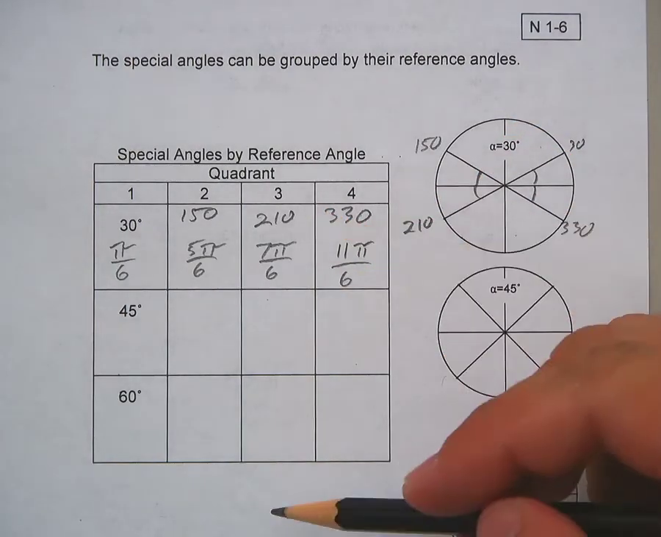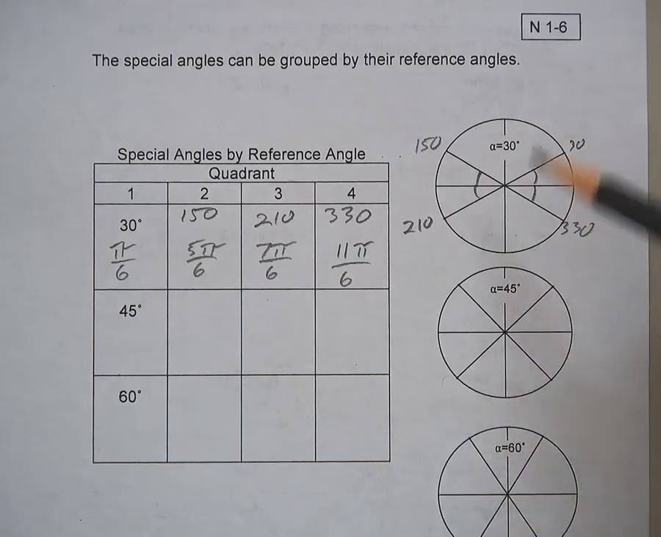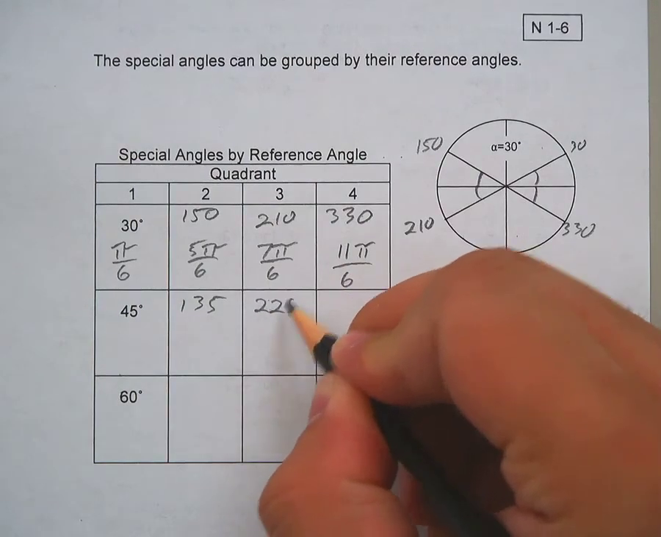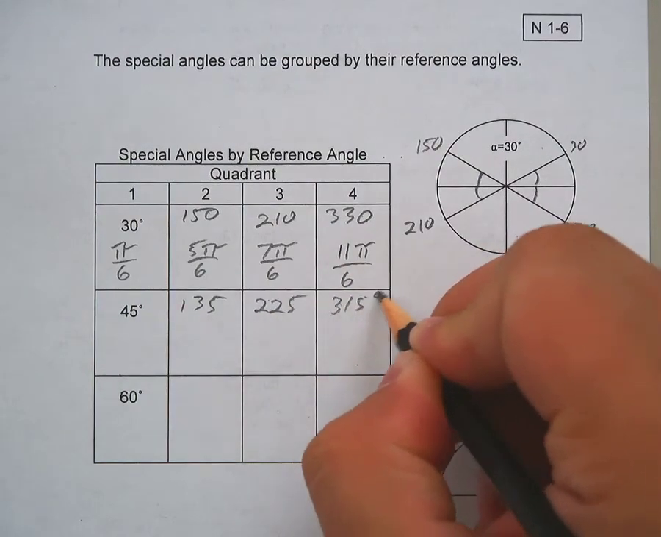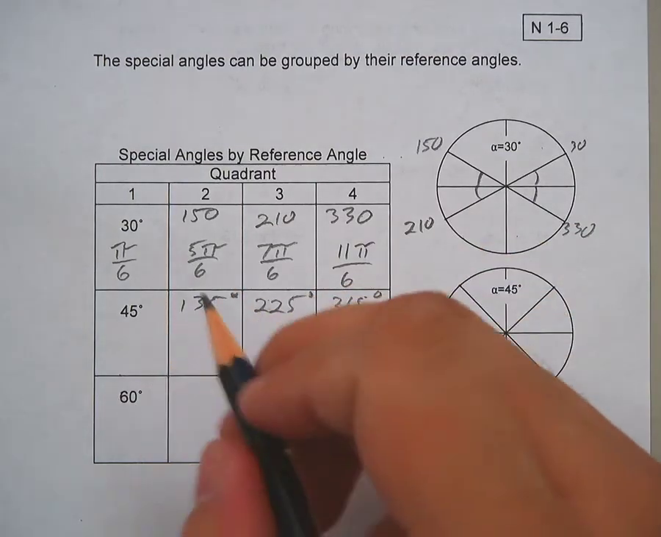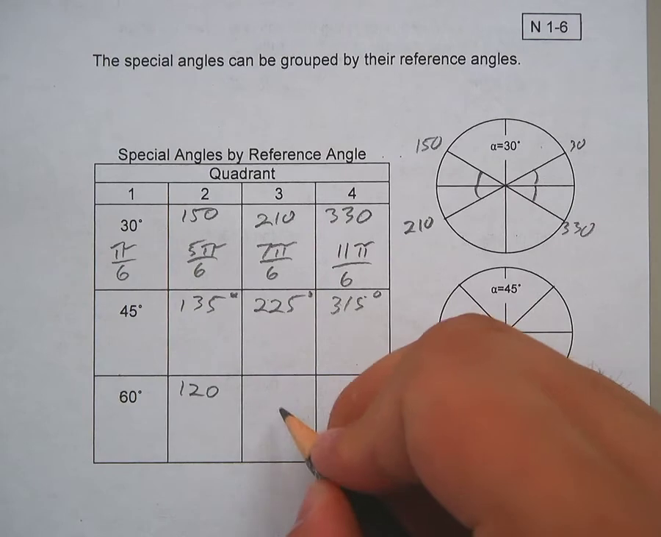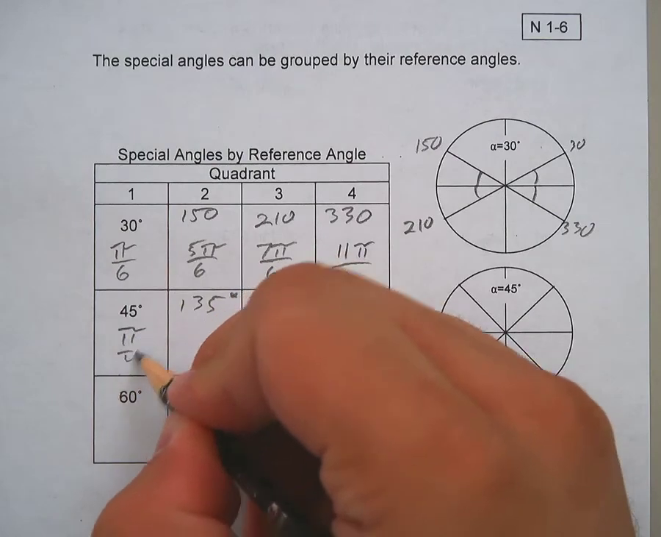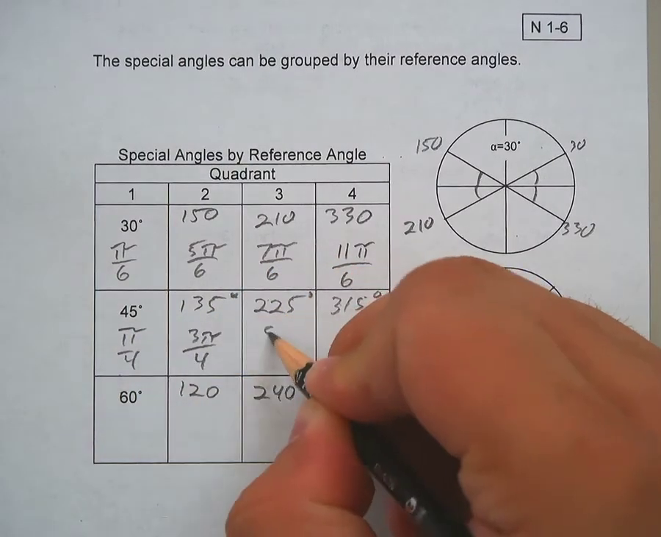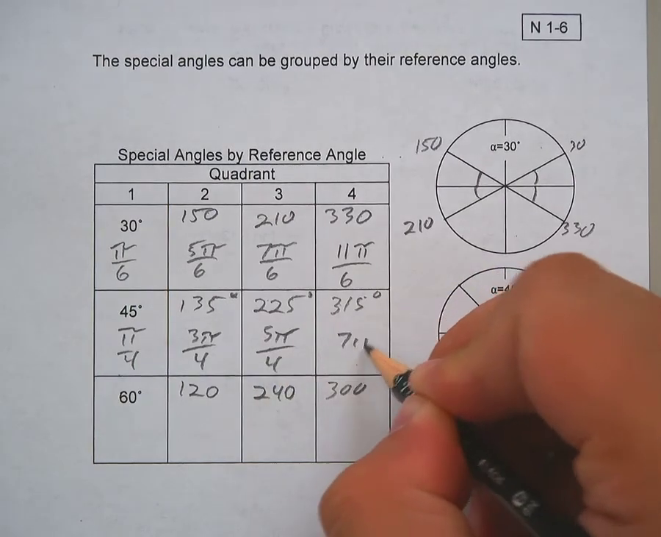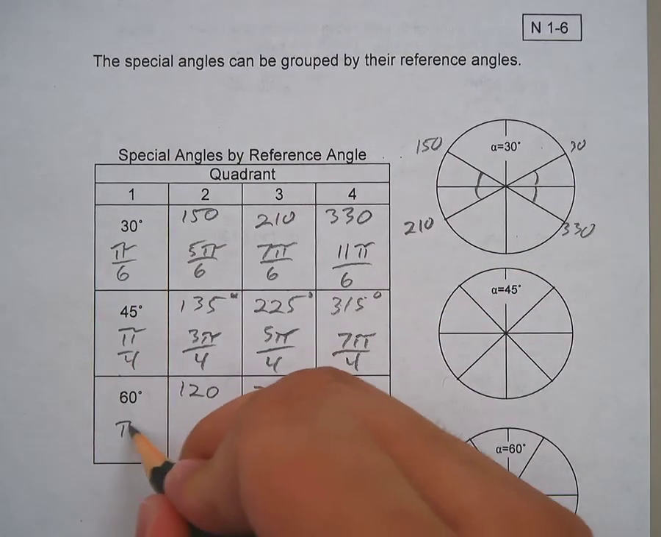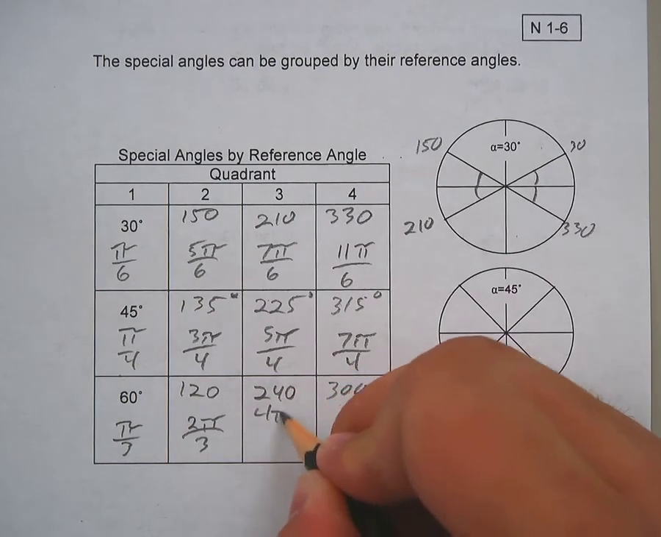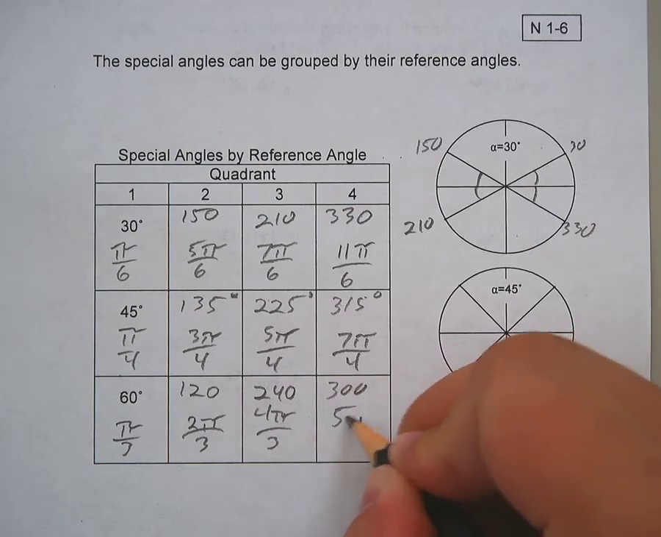Now I'm going to do these on the box very quickly, and then I want you to go back and label all of them on these circles on your own. So it's 45, 135, 225, 315. And we got 60, 120, 240, 300. Pi over 4, 3 pi over 4, 5 pi over 4, 7 pi over 4, pi over 3, 2 pi over 3, 4 pi over 3, and 5 pi over 3.